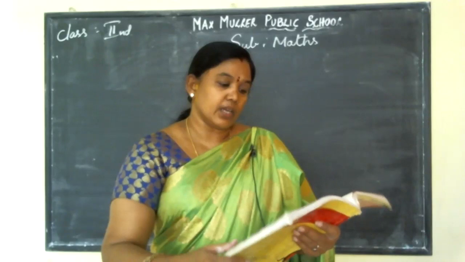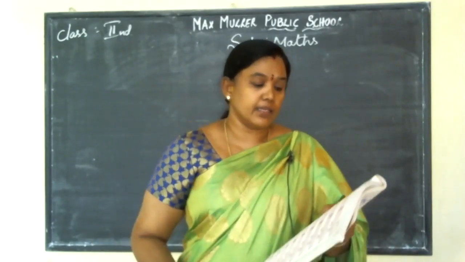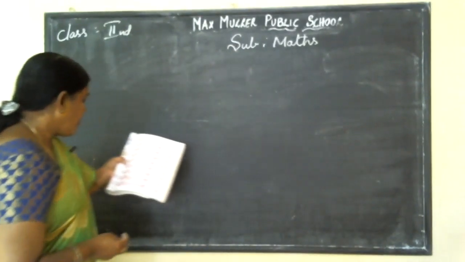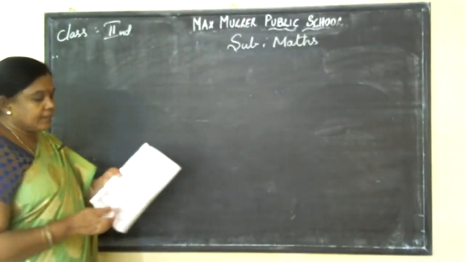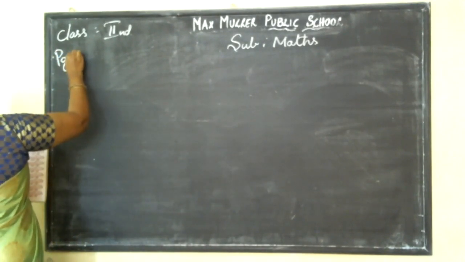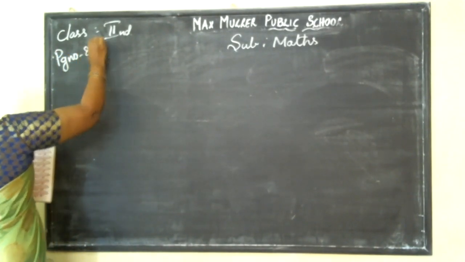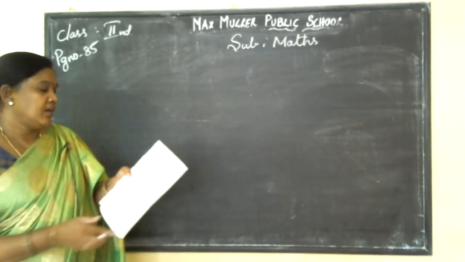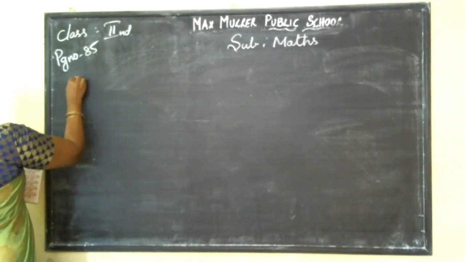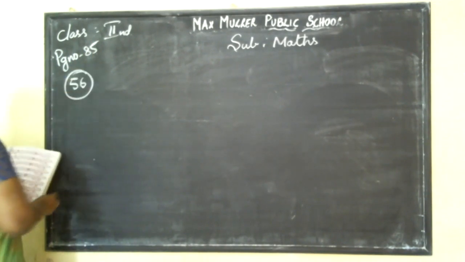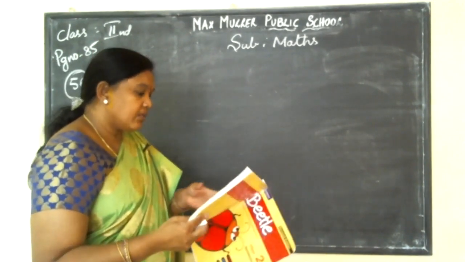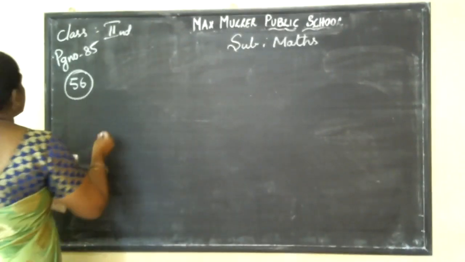Now I am going to start page number 85, number 56. Children, open your textbook. Once again I am saying, page number 85. Last class we did 4 sums, 4 expanded forms. Now we are going to the fifth one, 56.